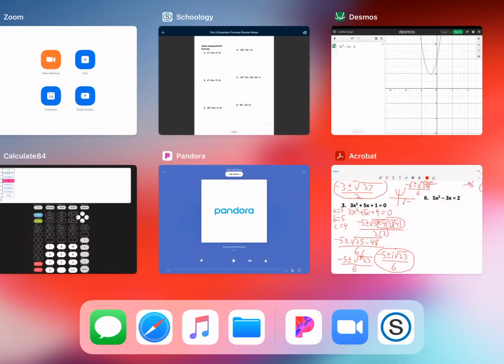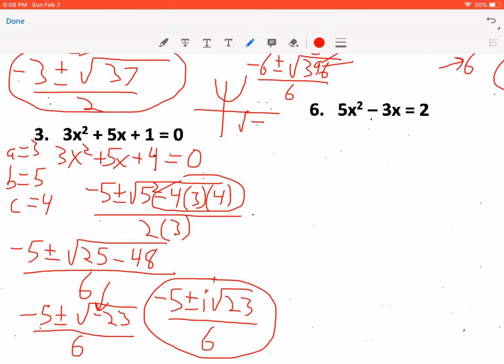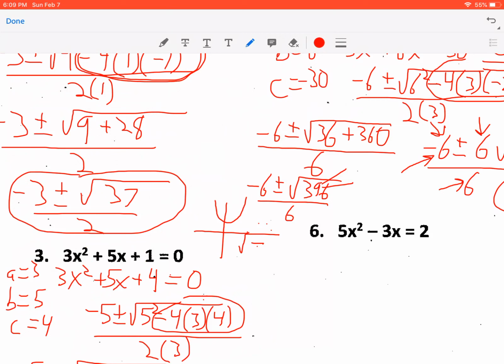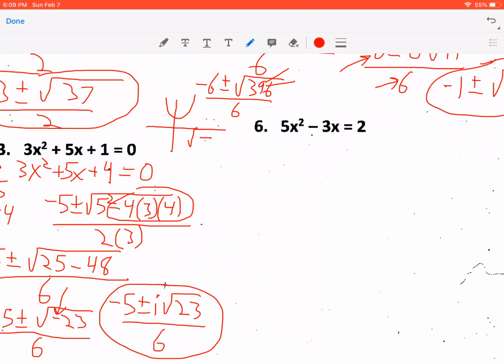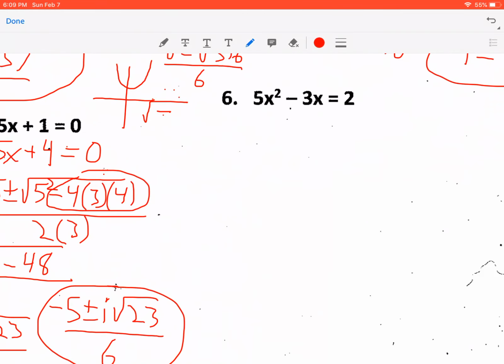All right, let's go back. Let's do the last one. I'm going to make a change to the last one as well, just so we have an imaginary answer, so you know what to do when you see this. Literally the only change I'm going to make is to make the 2 on the right side a negative 2. So how would you get rid of a minus or a negative 2 on the right? Just add 2 to both sides.